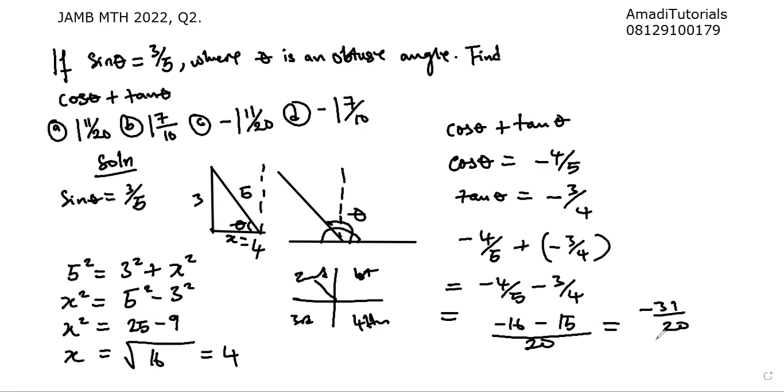over 20. So how many times will you find 20 in 31? 20 will divide 31 one time, remainder 11. So the answer is minus 1 and 11 over 20. So the correct answer there is option C. So that's how to answer that particular question. Thank you.